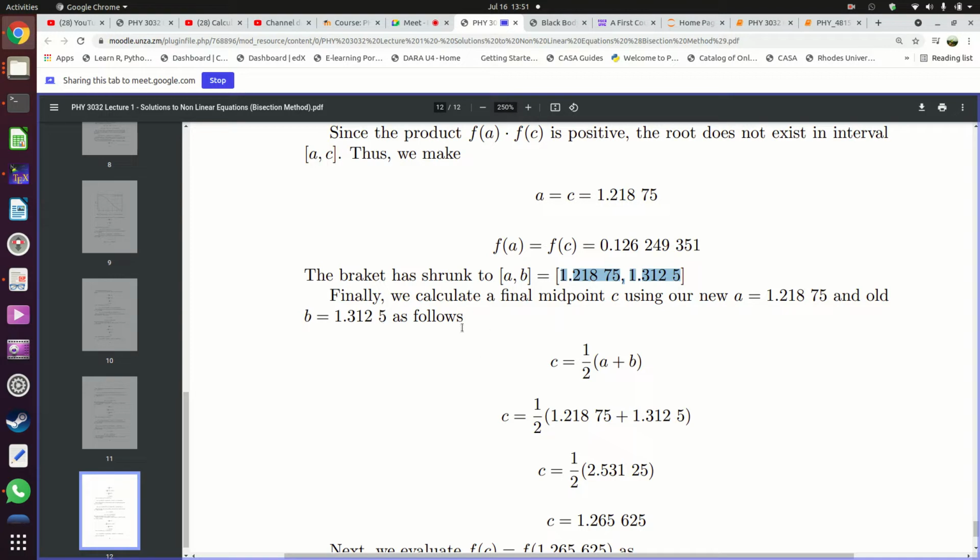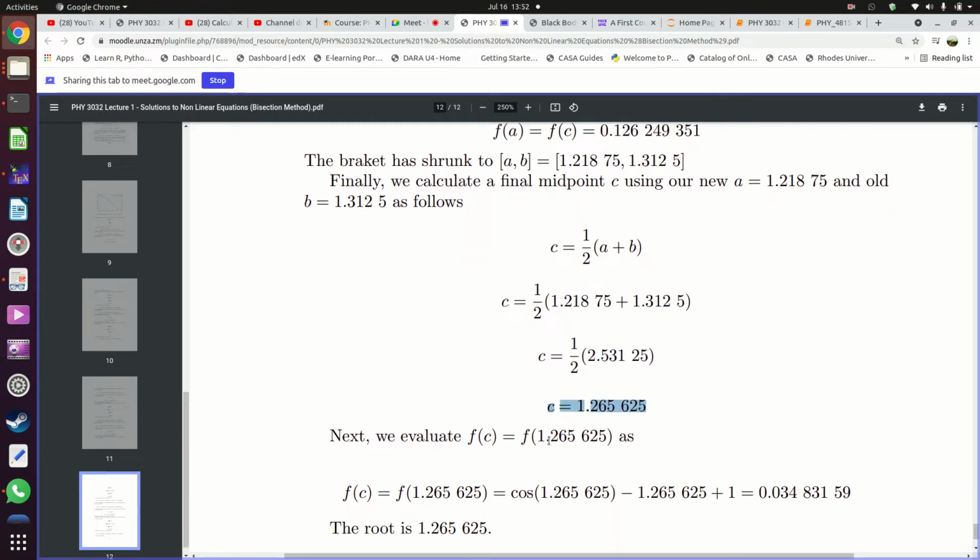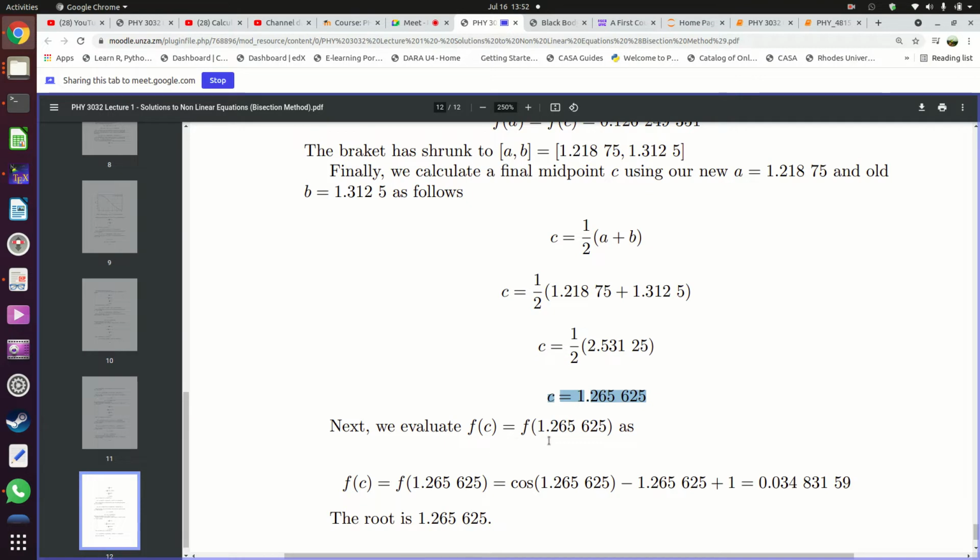We use these two values to work out a final midpoint, which is going to be our final approximation of what the answer or what the root is supposed to be. So C is going to be equal to half A plus B. That's going to be C equals half 1.21875 plus 1.3124. Like that. So you add those, you end up with 2.53125. Divide by 2, you end up with C equals 1.265625. So this is going to be your midpoint, and that's what you're going to take as your final answer.